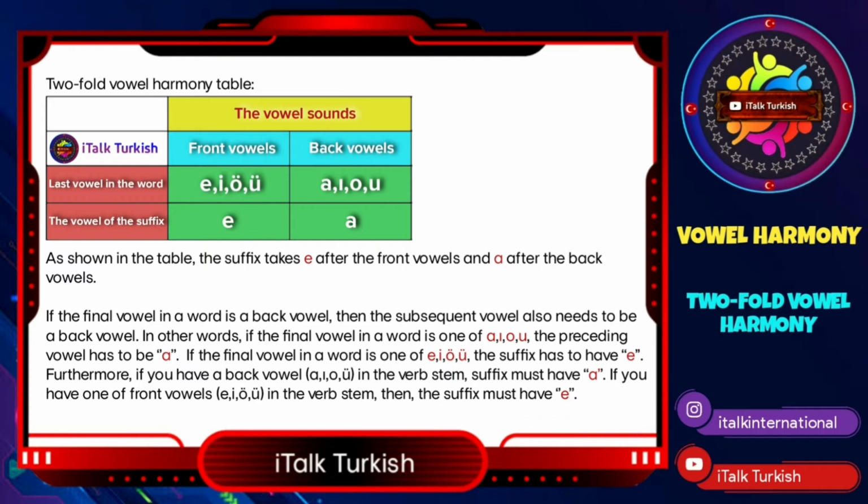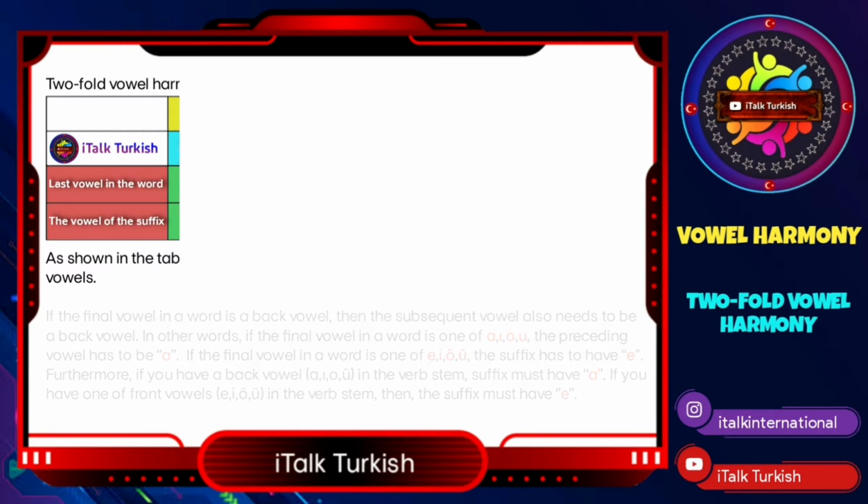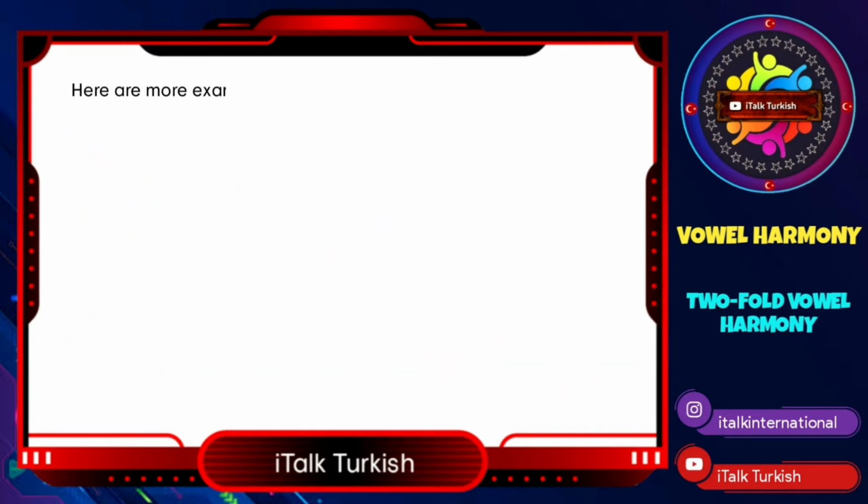So, do you understand now why it is called E-type or A-type vowel harmony? Also, two-way vowel harmony, yes, because there are only two options, E or A. Isn't it? I am sure you will understand better with examples. First, we will give examples about vowel harmony with plural suffixes.